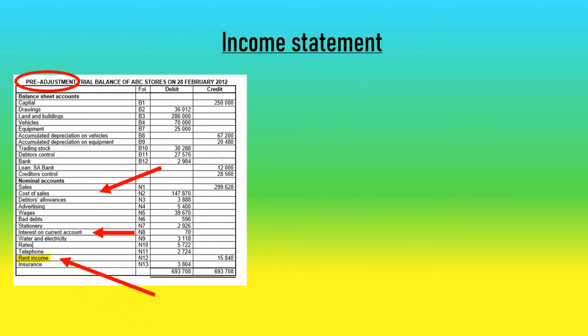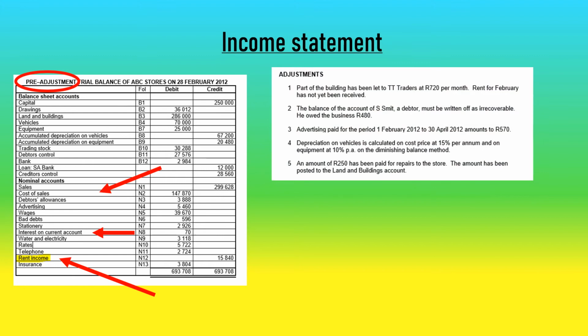I'd also like you to take notice of rent income. I highlighted rent income so that I may not forget that this goes under other operating income. The rest I know by default will then be other operating expenses. I've also got some adjustments here that are required to be made to this pre-adjusted trial balance.